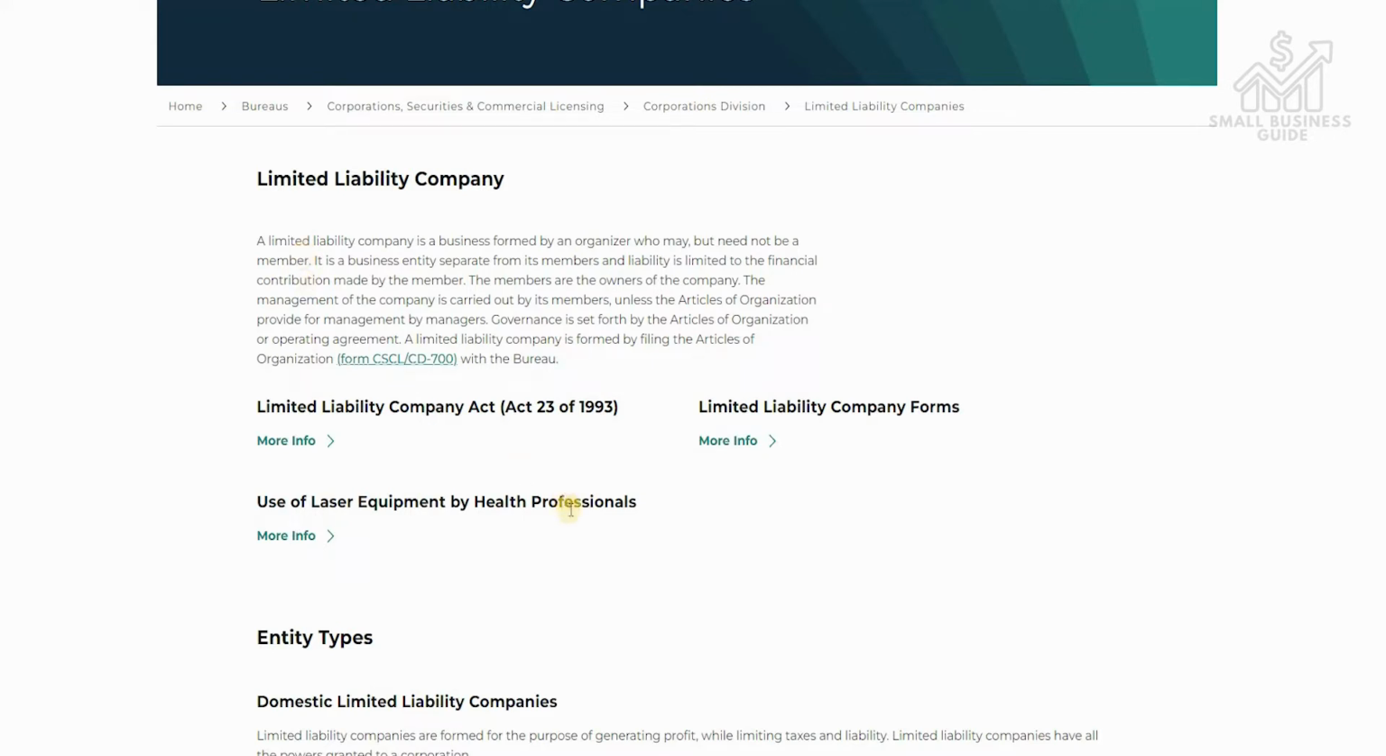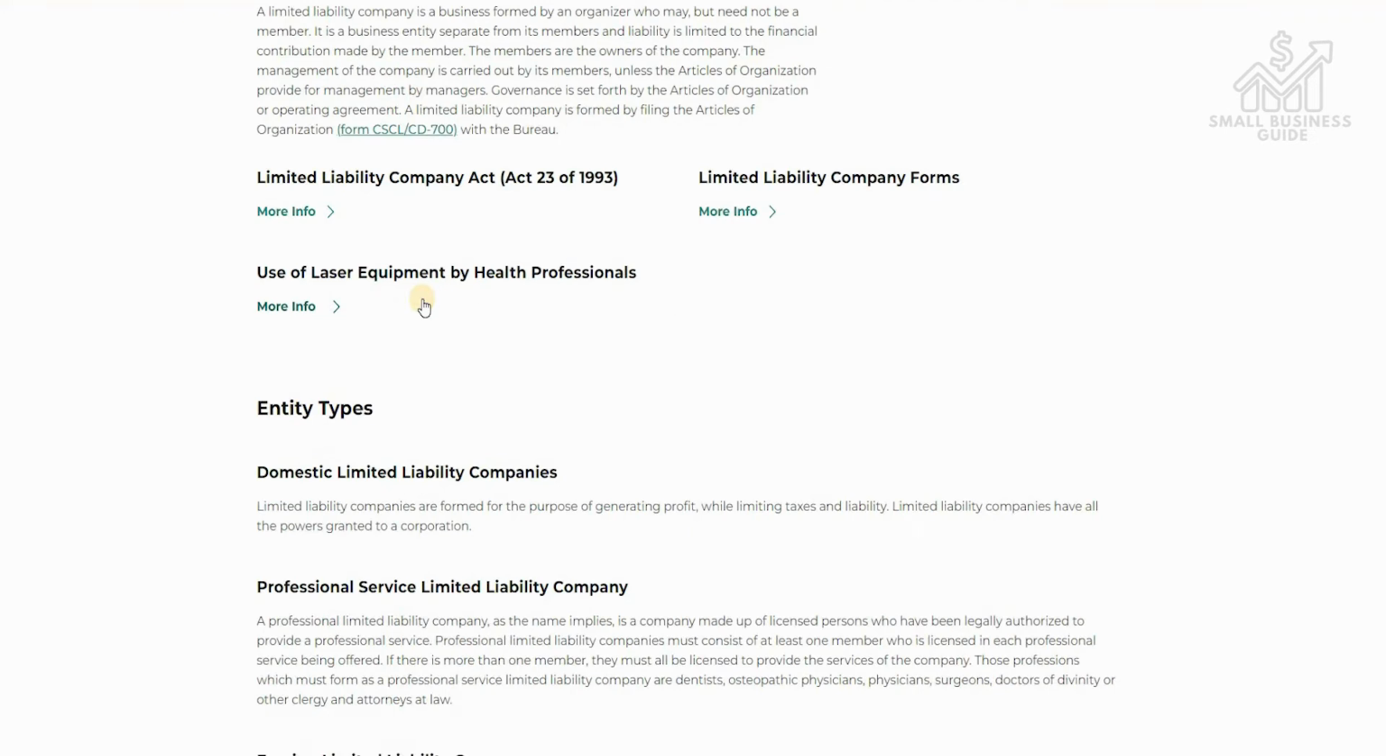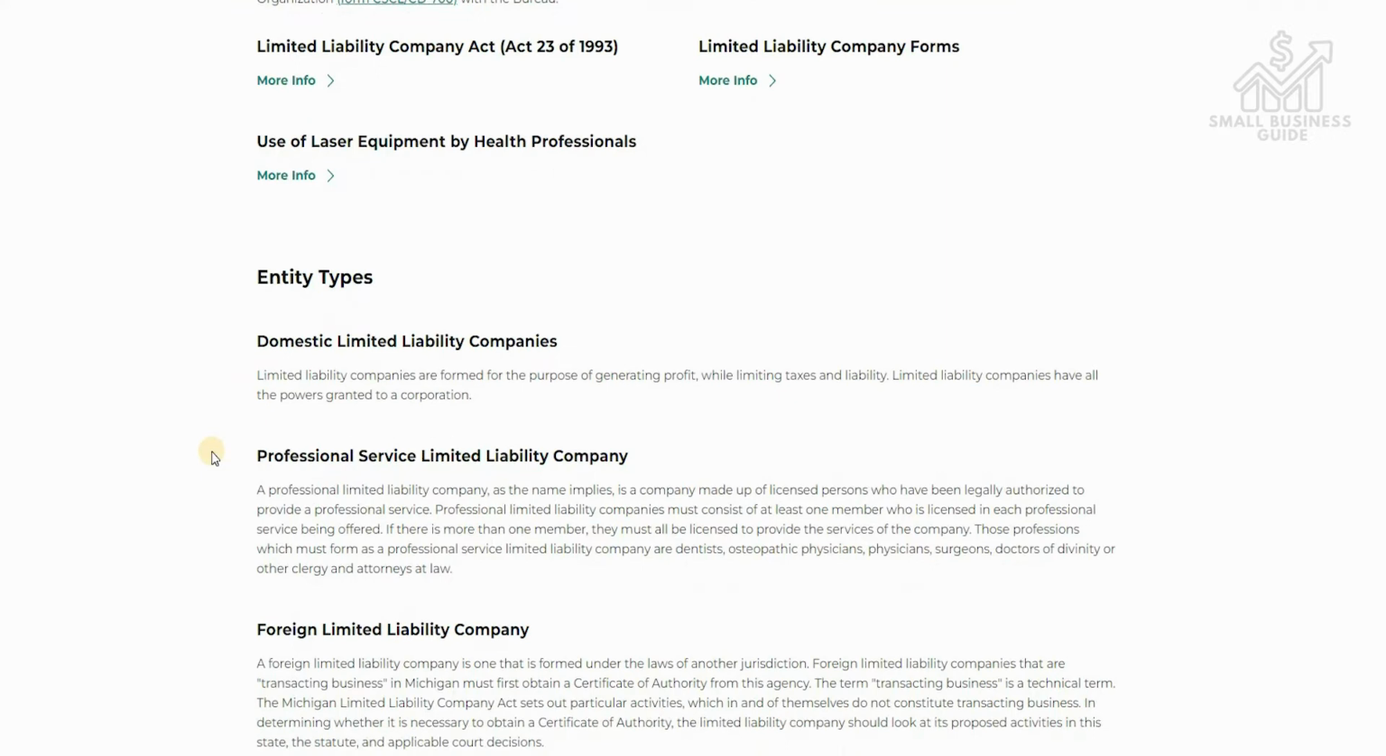Now, the Limited Liability Company Act 23 of 1993 is available here, so you can go through it and check it. You have the limited liability company forms as well. These are the 2 documents that I personally feel you should go through in great detail to ensure that you have the complete understanding before you actually form a limited liability company.